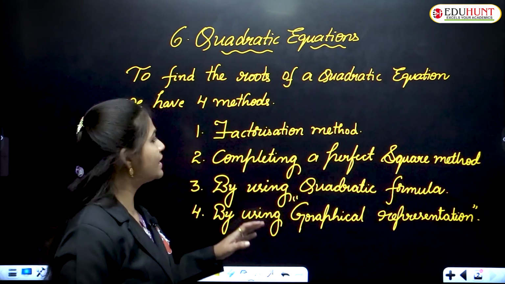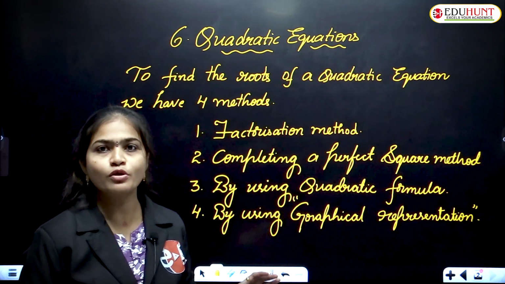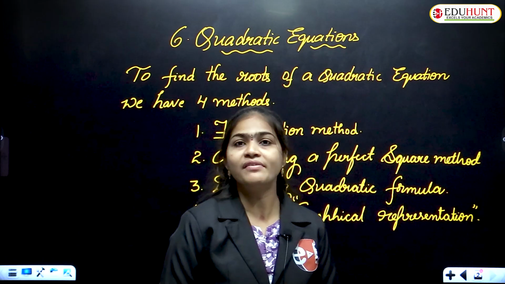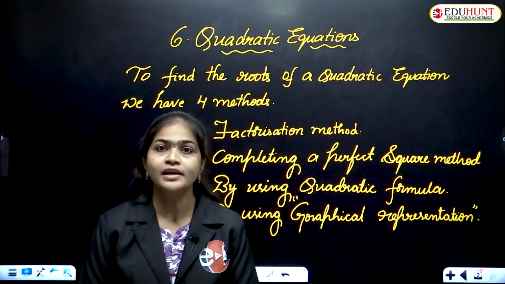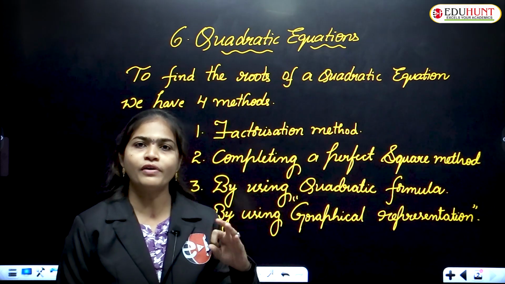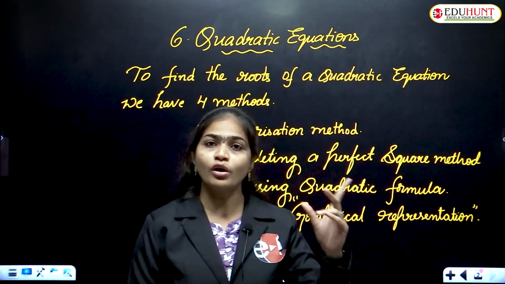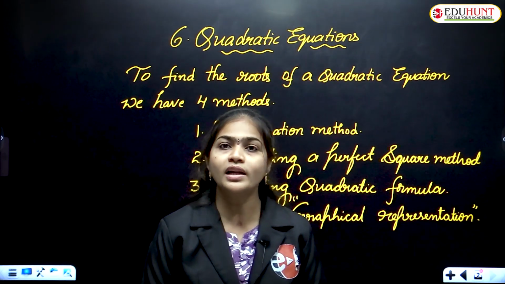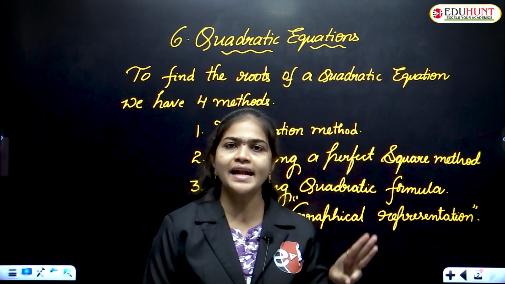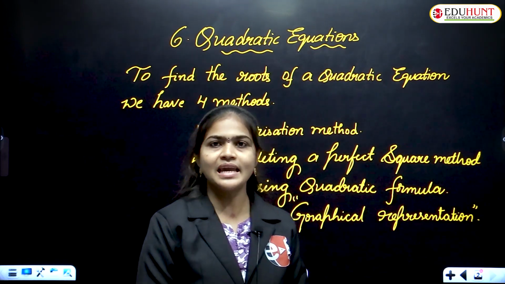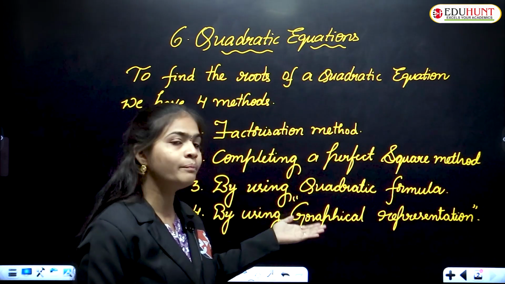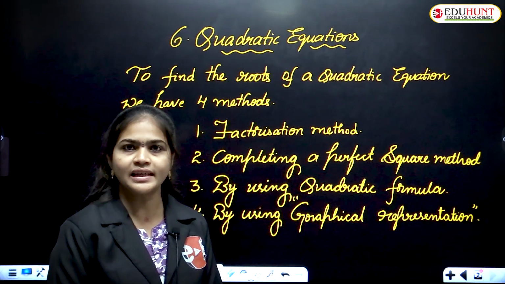So children, here we have 4 methods to find the roots of a quadratic equation. Previously we had the simple equations concept, right? There also we followed 3 methods. What are those 3 methods to find the root of a simple equation? Trial and error method, balancing method, and transposing method. In the same way here also we can use any one of the methods from those 4 to find the roots of the quadratic equation.